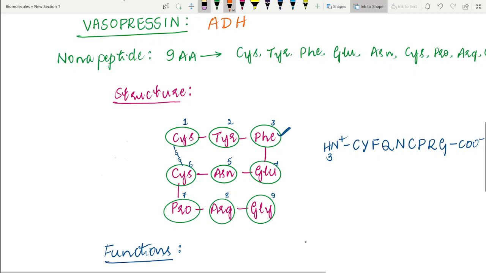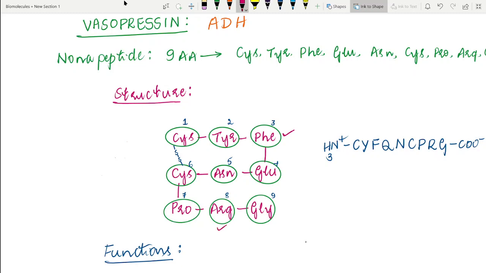Vasopressin is also a nonapeptide. It's made up of 9 amino acids. Students, the only difference between oxytocin and vasopressin is that they differ with respect to 2 amino acids. The third amino acid in oxytocin was isoleucine, but in vasopressin it is phenylalanine. And one more difference is the eighth amino acid in oxytocin is leucine, but here it is arginine.